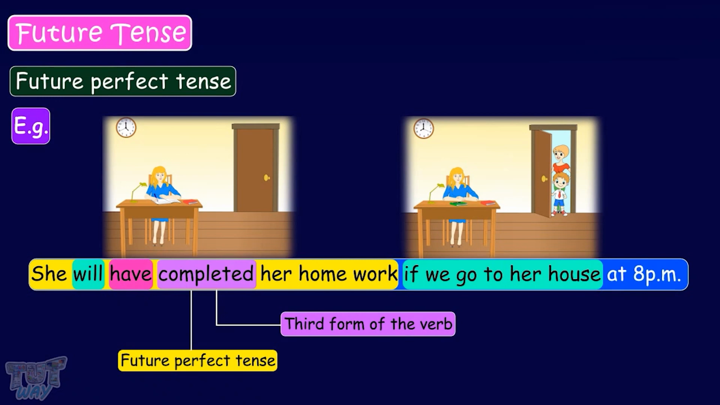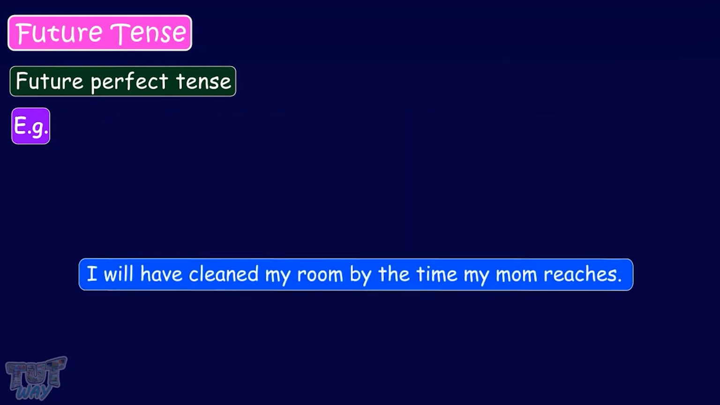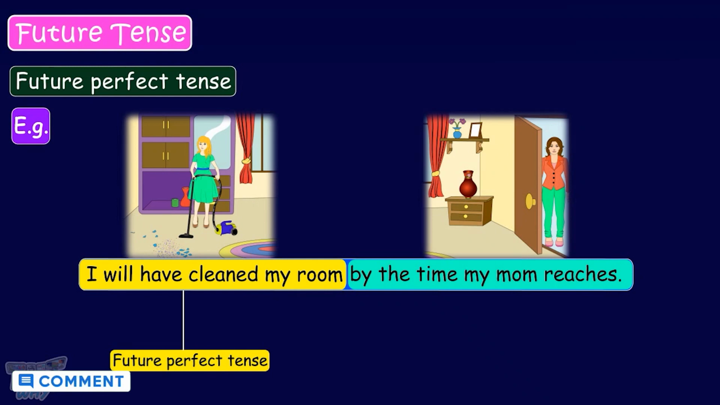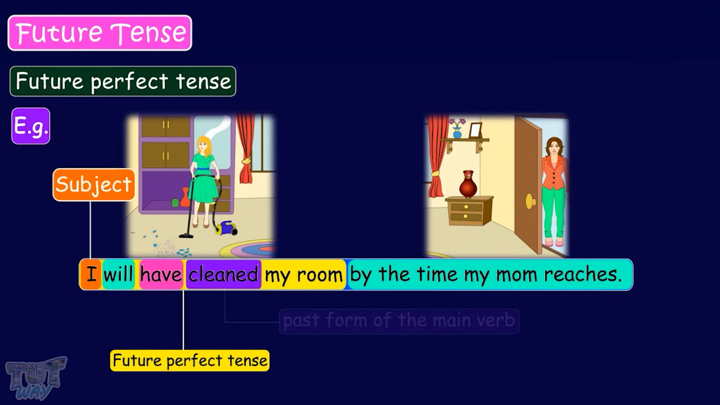Here we have another example. I will have cleaned my room by the time my mom reaches. So here again, we are talking about two actions that will happen in the future, and the action that will happen first is expressed in future perfect tense. I will have cleaned my room. This is future perfect tense. And this action will happen first in the future, out of the two things that will happen in the future. So, a sentence written in future perfect tense has subject plus will plus have plus the past form of the main verb.